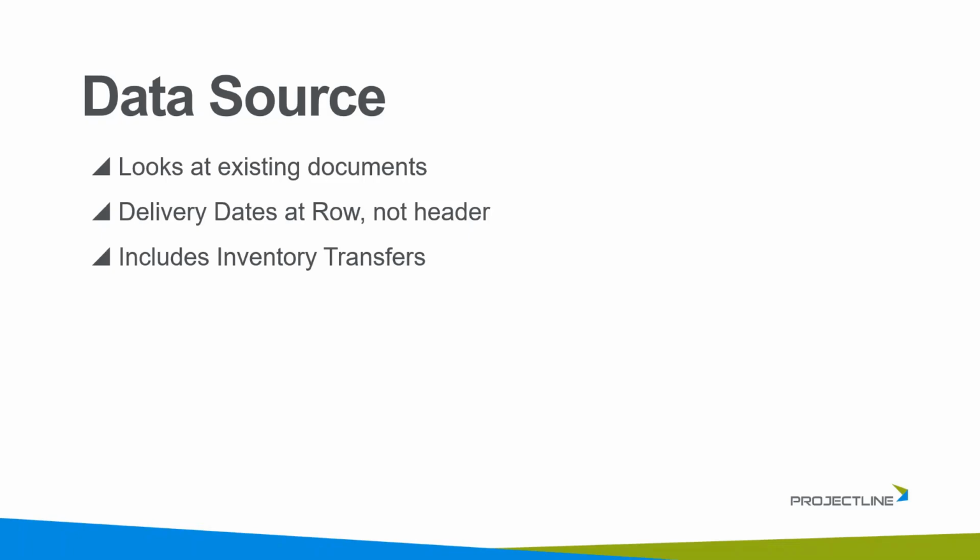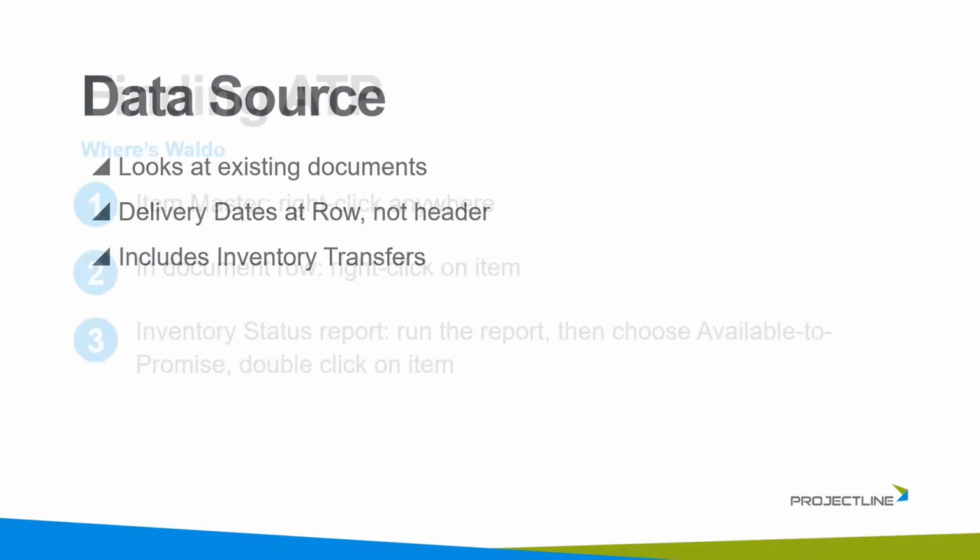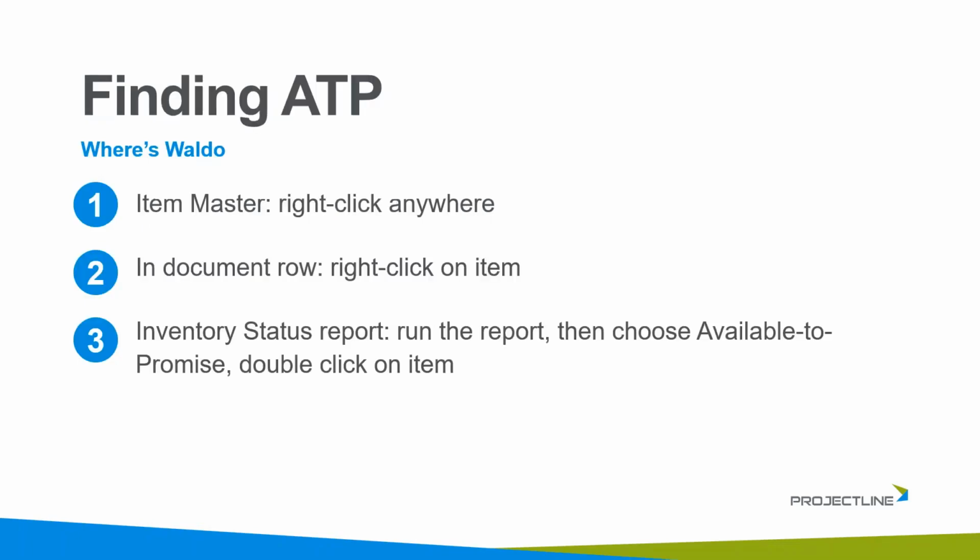And it also includes inventory transfer. So if you have an inventory transfer request coming here and there, then it'll show up also as part of the availability promise check. And how do you find ATP? There's three ways that I know of, and I'll show these three right away.